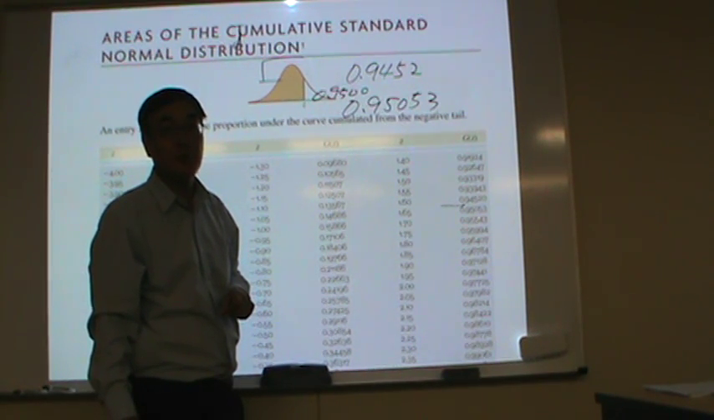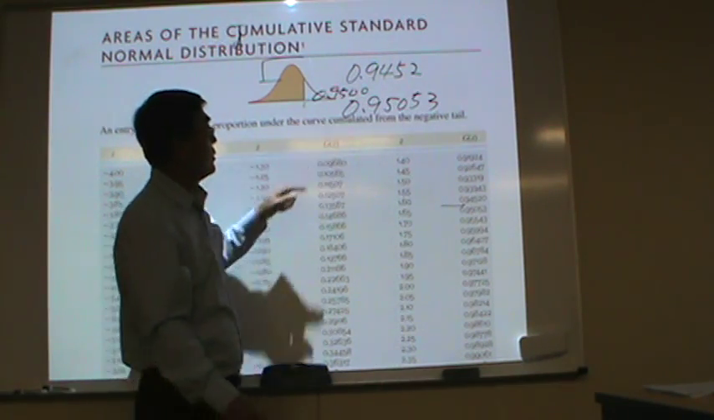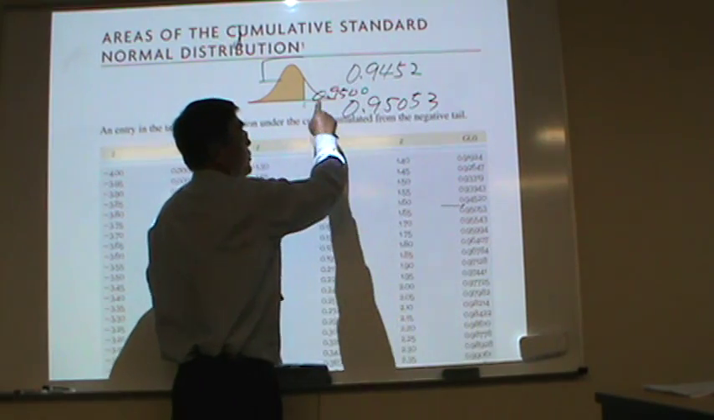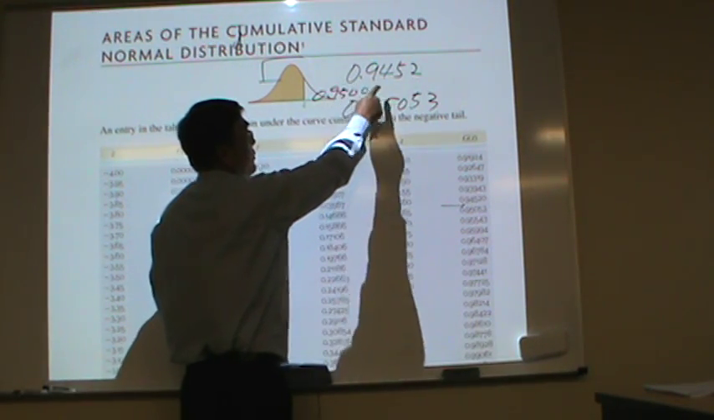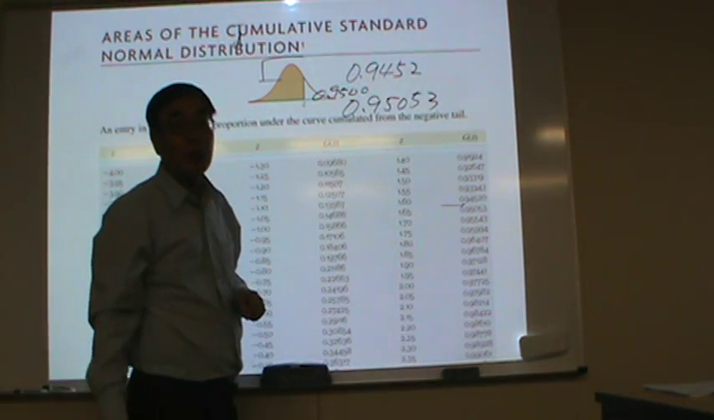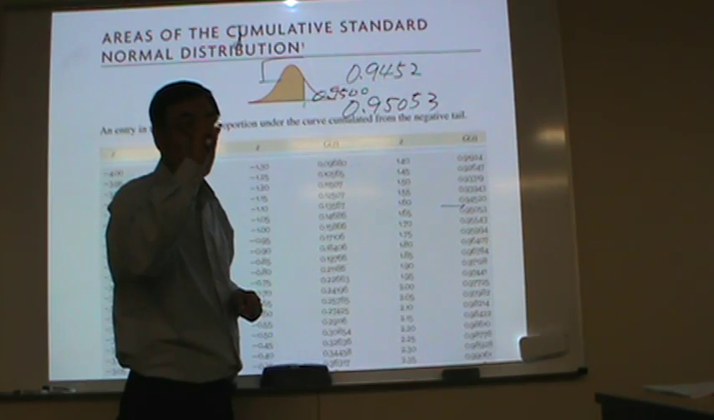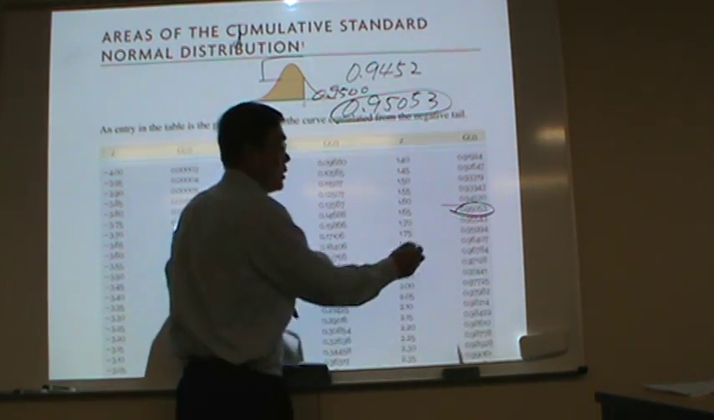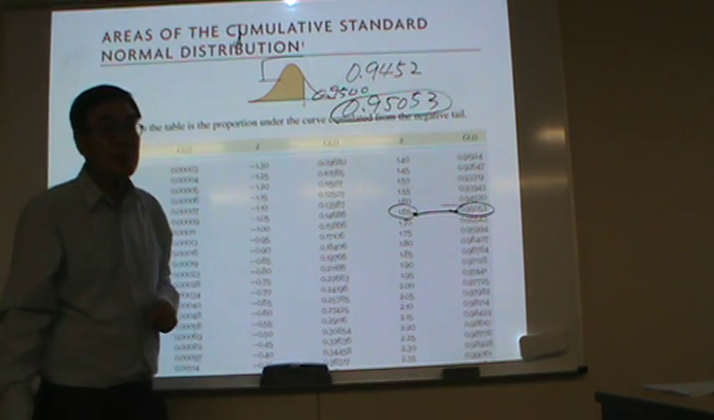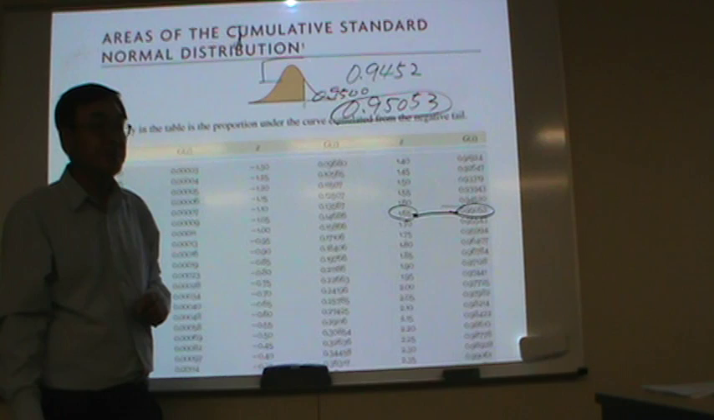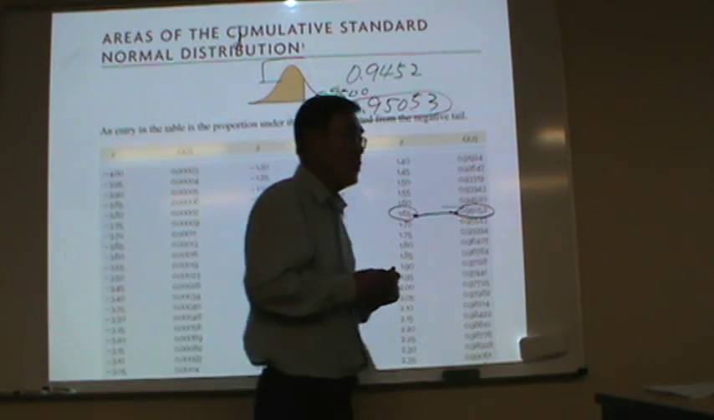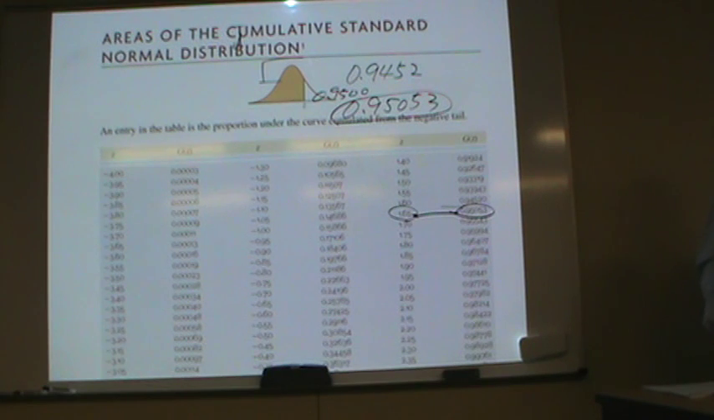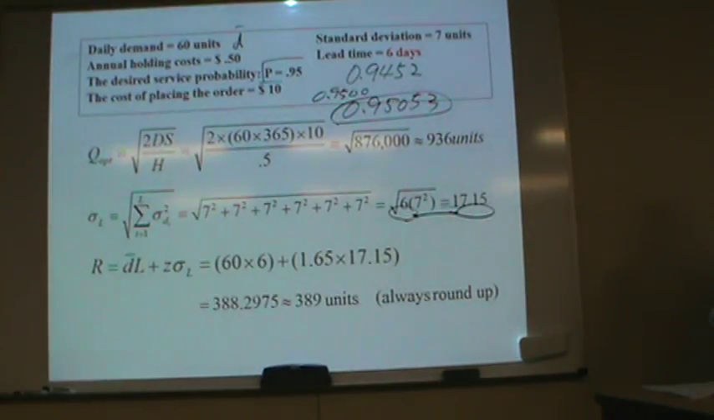How can you determine which one is closer? 0.95053 minus 0.95, or 0.95 minus 0.9452. The smaller one is the difference, and the smaller difference is closer, right? So 0.95053 is closer. Then the z-score is 1.65. Okay. So the z-score with 95% service probability is 1.65.